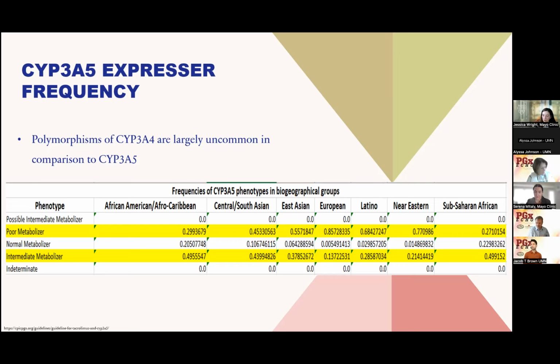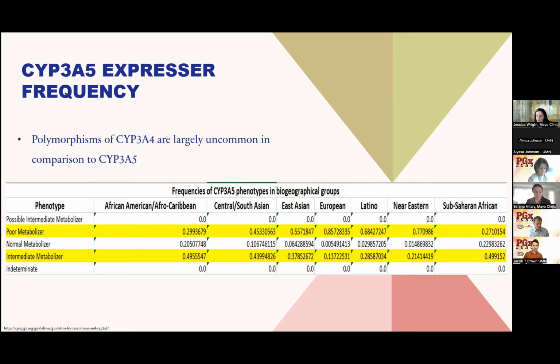And in general, it's important to note that for the poor metabolizers, that seems to be the most common phenotype on which the drug dosing is based. And you can see here that there's quite a variety in the percent of patients that are poor metabolizers within the different biogeographical groups. This comes from CPIC, and CPIC has these additional tables which are really helpful to understand a little bit more.